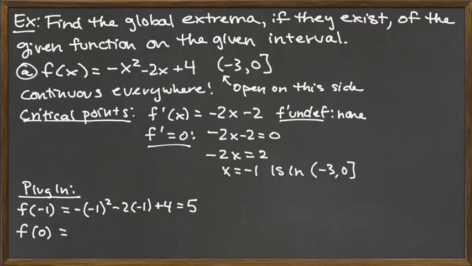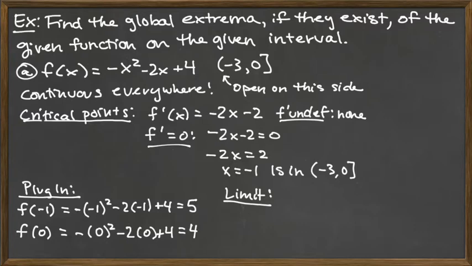When we plug in 0, we have the negative 0 squared minus 2 times 0 plus 4, so we've got a 4. So those are our two plug-in values. We've got the critical point that was in the interval, and we've got the endpoint that was included. And then we've got limit values. Okay, so the limit values would come from any discontinuities. We would need to look at both sides of a discontinuity to see what's happening, but we didn't have any discontinuities, so that's not something we had to deal with for this example.